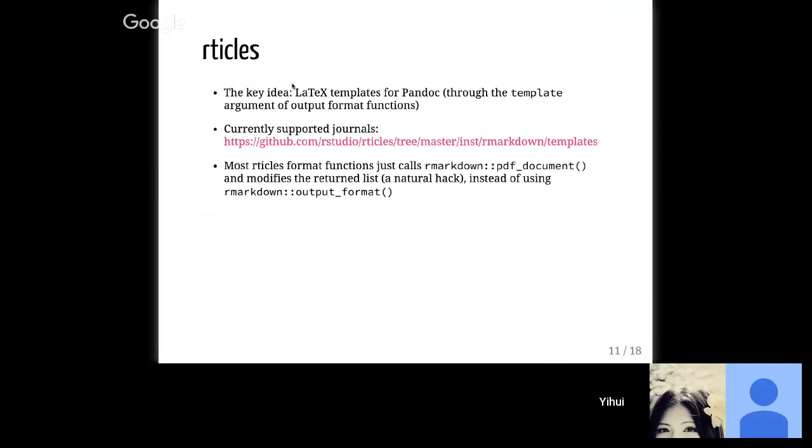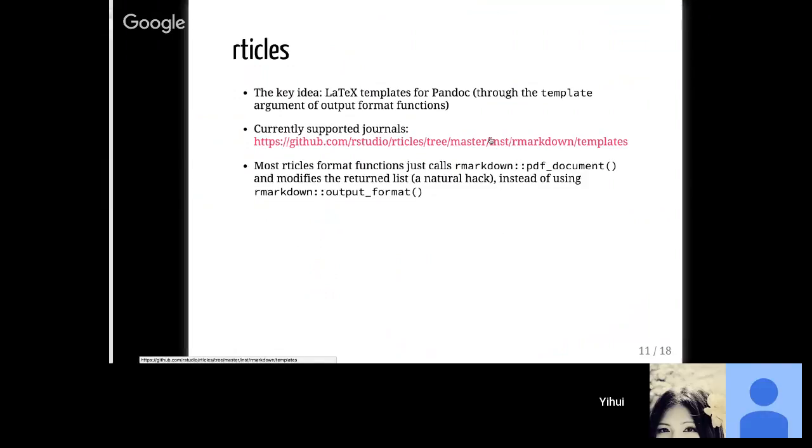The key idea of the rticles package is that we have provided a lot of LaTeX templates for Pandoc to generate the PDF output. These LaTeX templates are based on some journals. If you want to know which journals are currently supported in the rticles package, you can just go to this link. I'm not going to show you that. Instead, I'm going to show you how you can use the rticles package in RStudio.